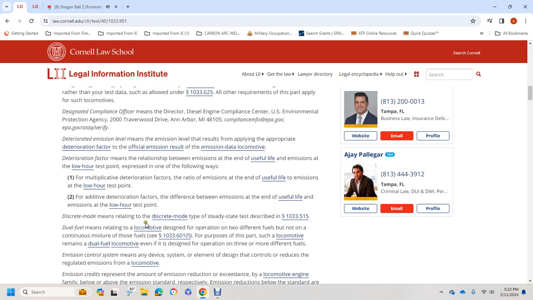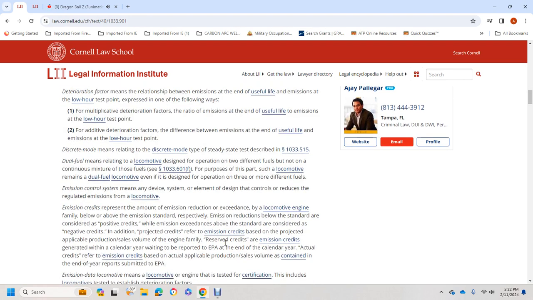Discrete mode means relating to the discrete mode steady-state test described in 1033.515. Dual fuel means relating to a locomotive designed for operation on two different fuels, but not a continuous mixture of those fuels. See 1033.601(f). For purposes of this part, the locomotive remains a dual fuel locomotive even though it is designed for operation on three or more different fuels. Emission control system means any device, system, or element of design that controls or reduces the regulated emissions from the locomotive.